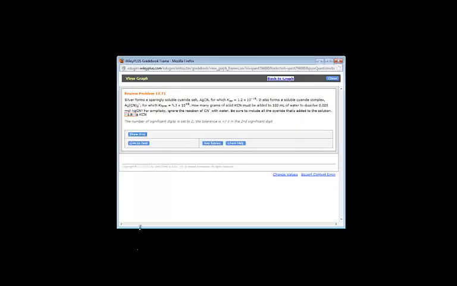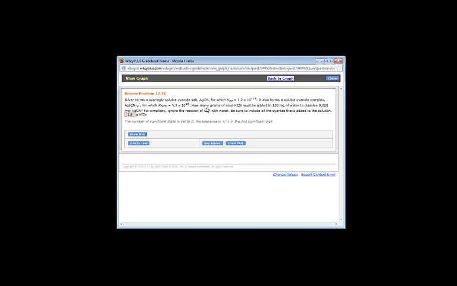And the first problem that we're going to work on is a problem that we've worked on in class. It's problem 17.71, and the problem states: silver forms a sparingly soluble cyanide salt, silver cyanide, for which Ksp equals 1.2 times 10 to the minus 16th. It also forms a soluble cyanide complex, AgCN2-, for which K form equals 5.3 times 10 to the 18th.